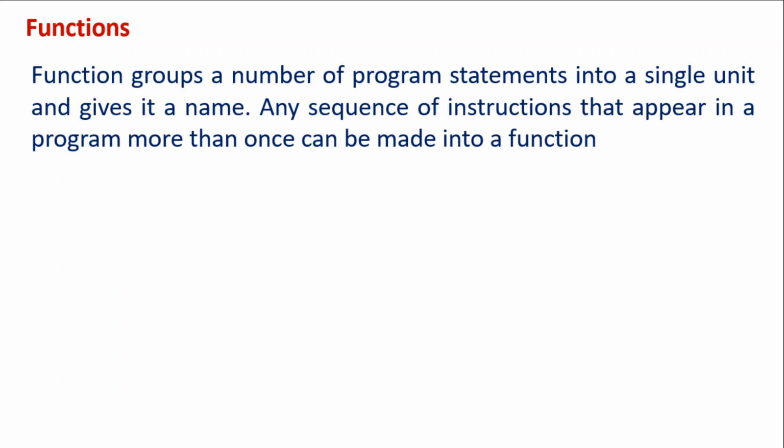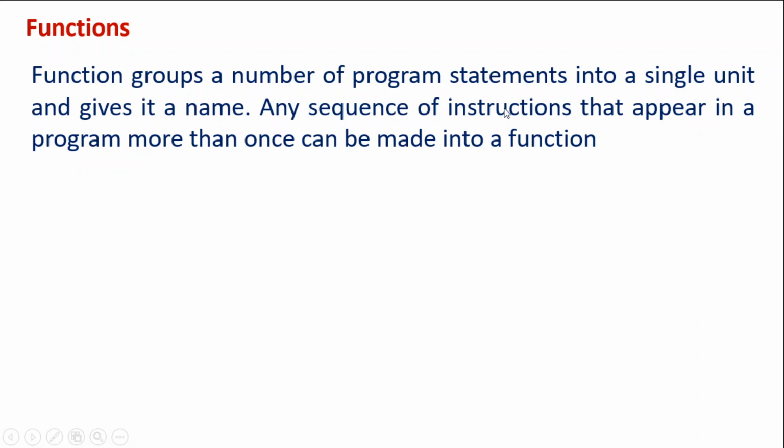So we say that it is a group of a number of program statements and we give it a name. That is, a function groups a number of program statements into a single unit and gives it a name. These different statements may belong to a particular task. For example, if you want to solve a quadratic equation, you can use different mathematical methods to solve it, and then these steps which are used to solve the equation can be grouped together. These program statements grouped together can be given a name also.